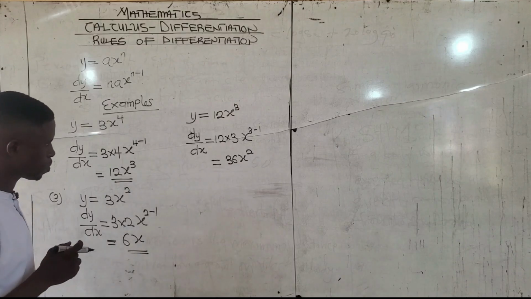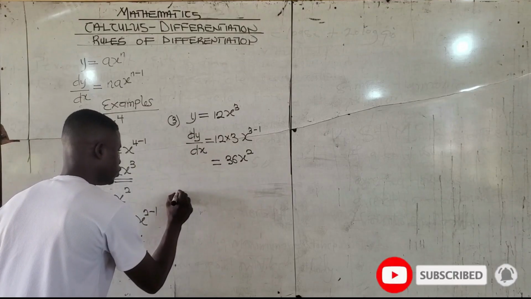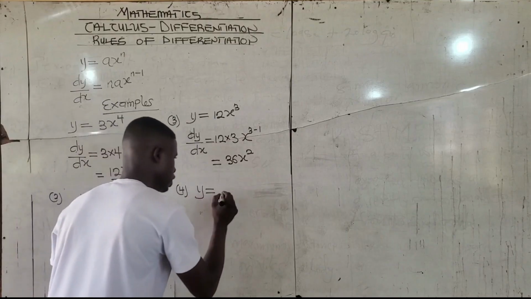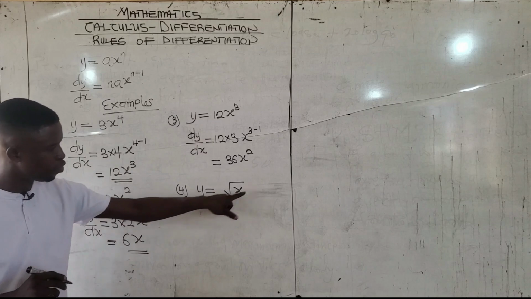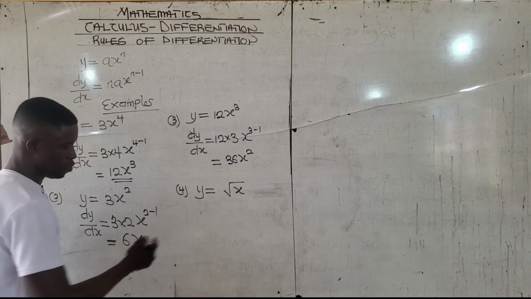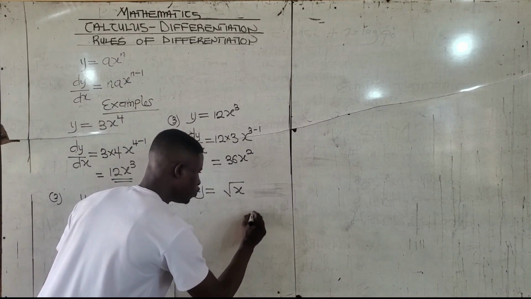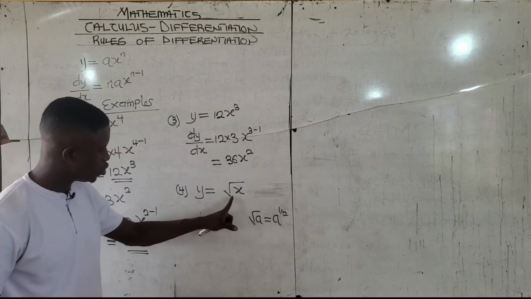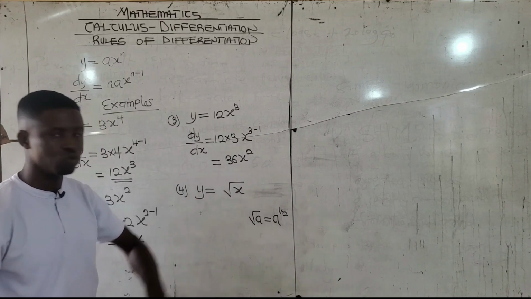Let's do another example. So this is example 3. If you have an expression of the form y equals, let's say, root of x, and you are asked to differentiate such an expression, what do we do? We will change this one into the exponent form. And from indices, we know that root of a is the same as a to the power 1 on 2. So in this case, we are going to have y equals x to the power 1 on 2.